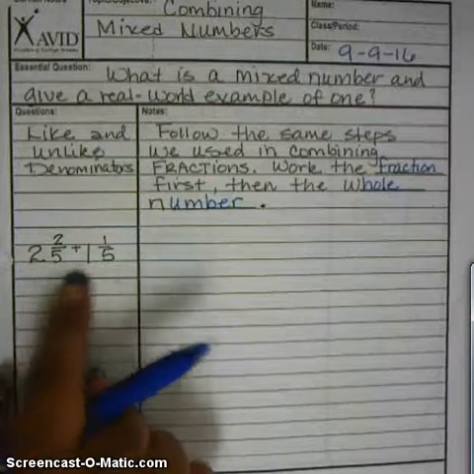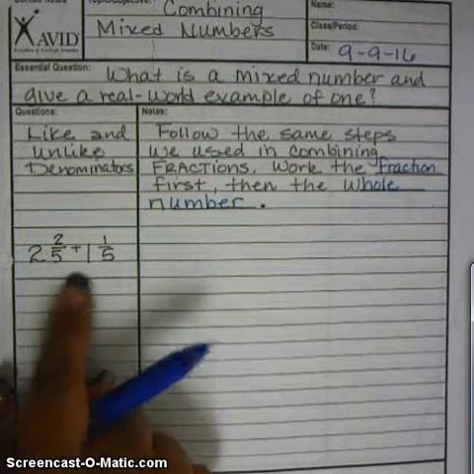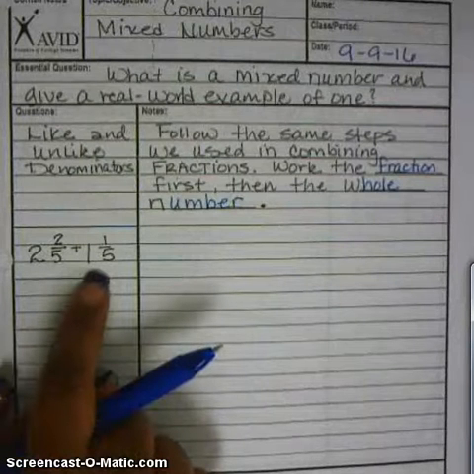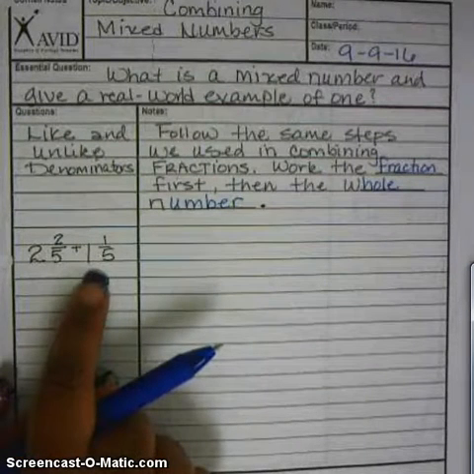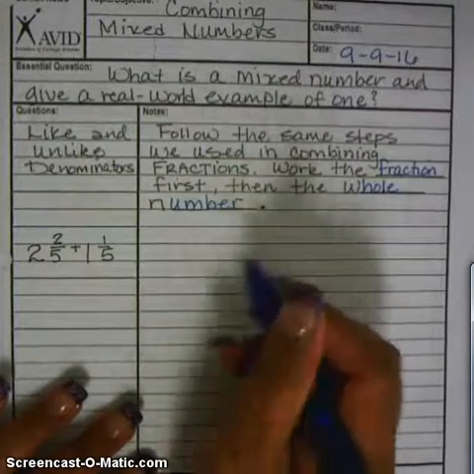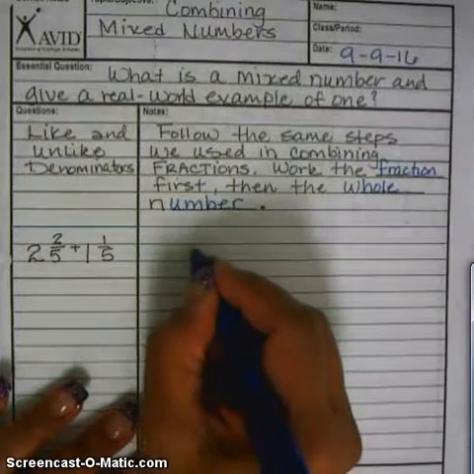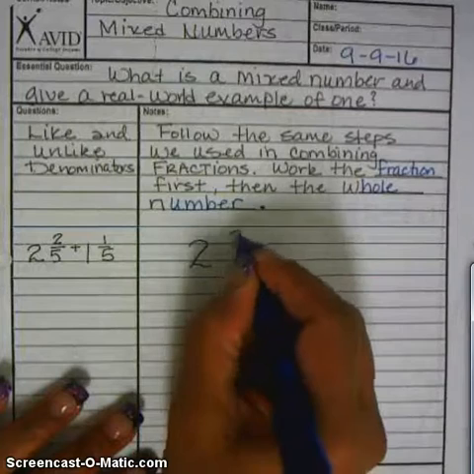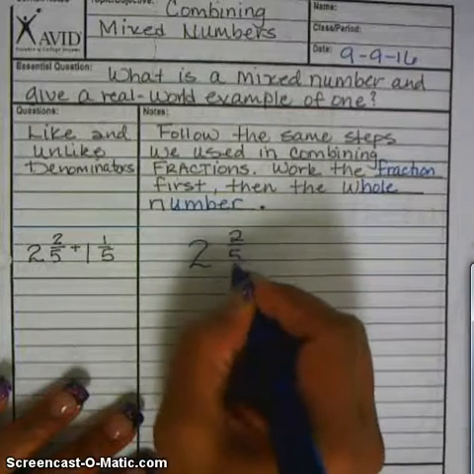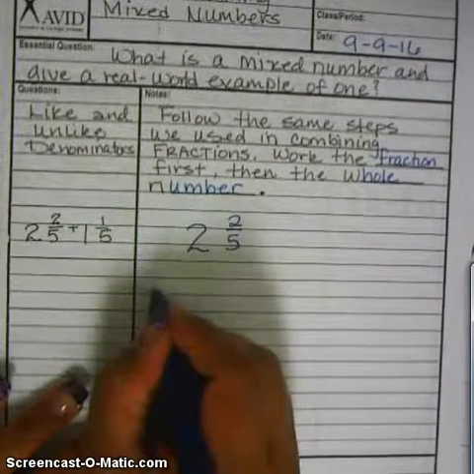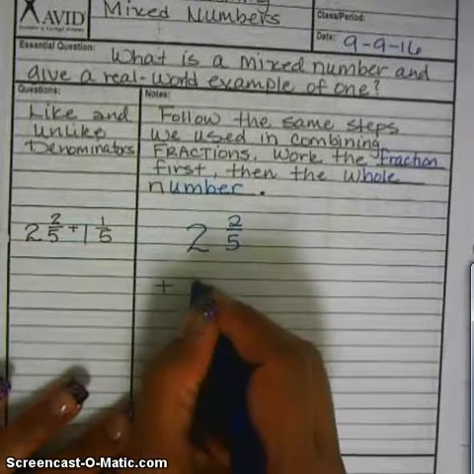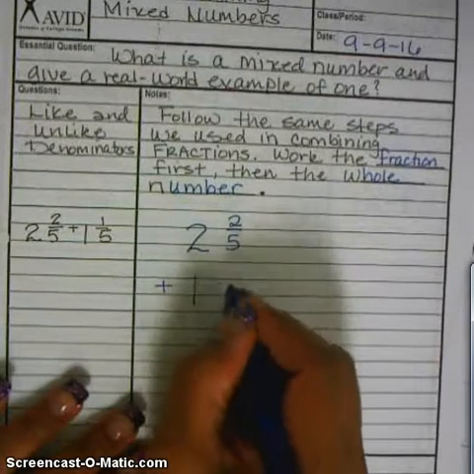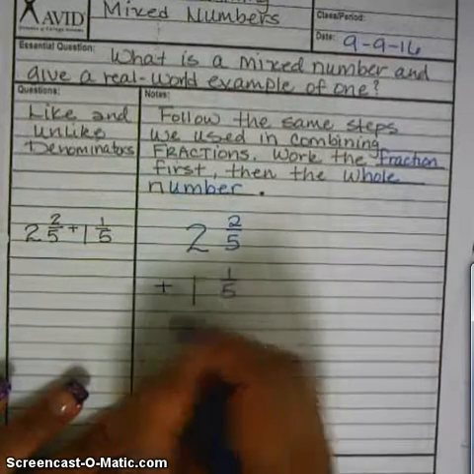There's going to be lots of times when your equations are written horizontally like this. If you get a question or an equation that's horizontal, the first step I want you to do is to write it vertically. And when I say write it vertically, it just means put one on top of the other. So that's going to be the first thing that I do. I'm going to rewrite it so that they are vertical. 2 2/5 plus 1 1/5.